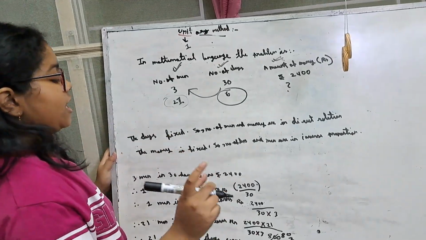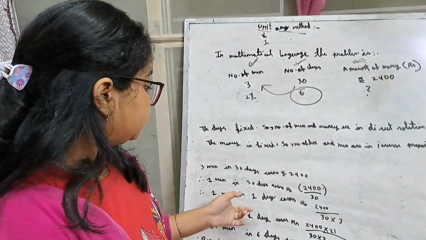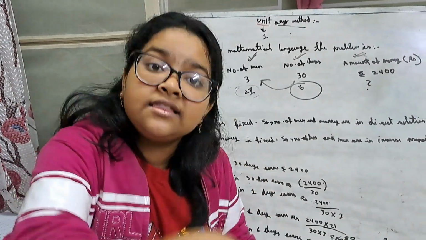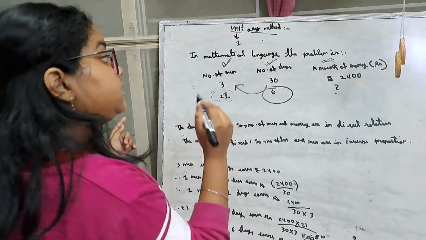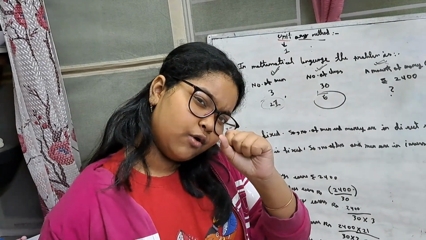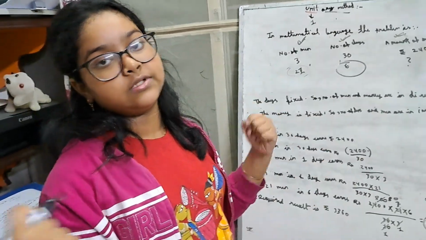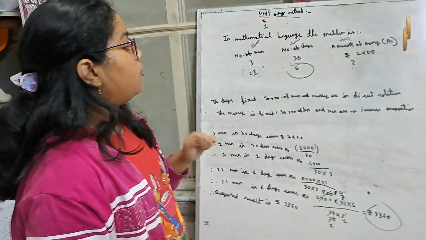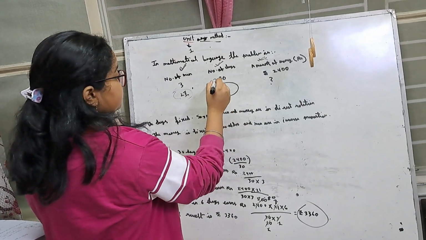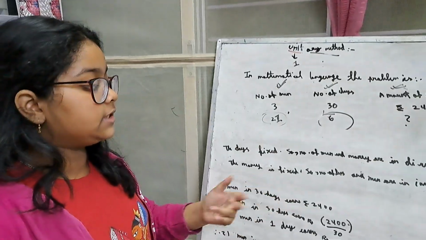I know many students make this silly mistake in the exam hall, writing in 30 days 3 men. No, don't write that. Write 3 men in 30 days, not in 30 days 3 men. In mathematics, if you change one line on your own, the problem will be wholly changed. There will be no sense in the problem. I know many of you were reminding me about the number of days being fixed.